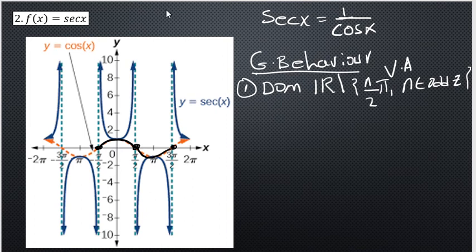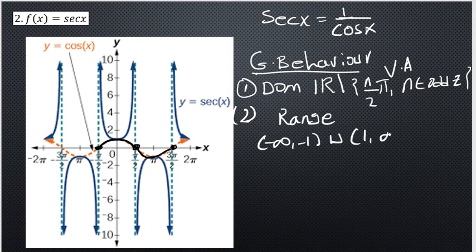So second, range: from negative infinity to negative 1, union from 1 to infinity. And the third point, period.